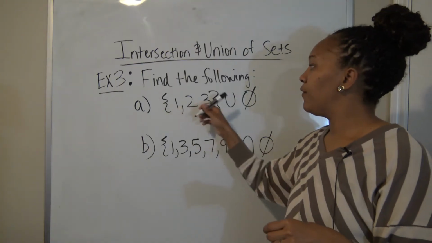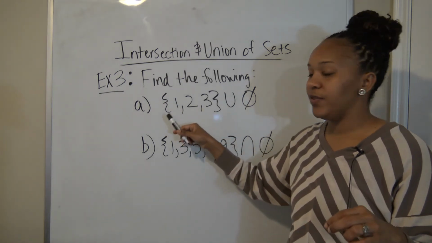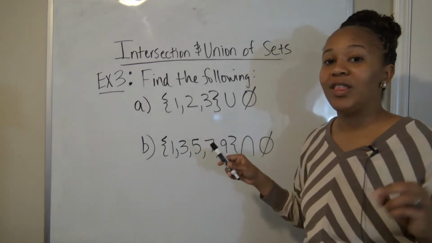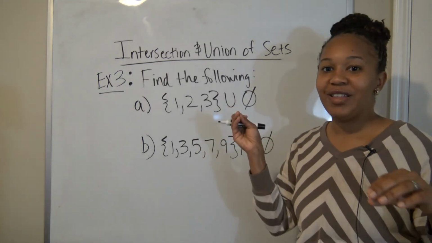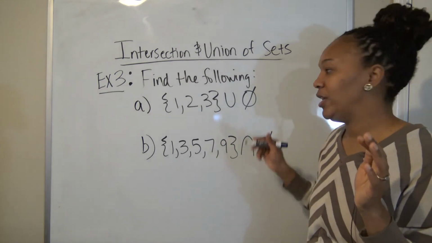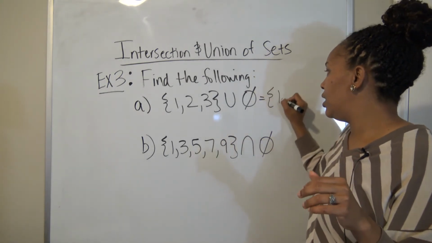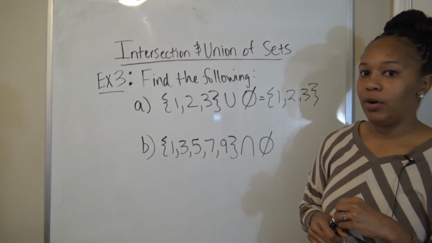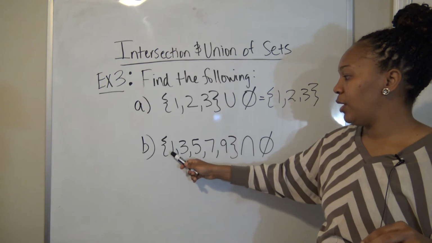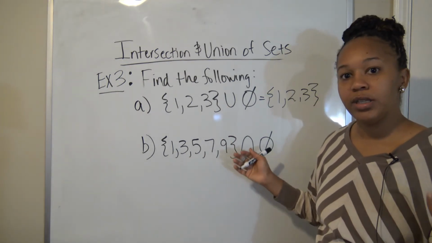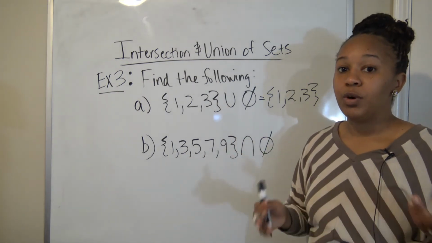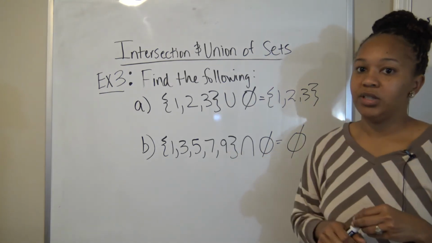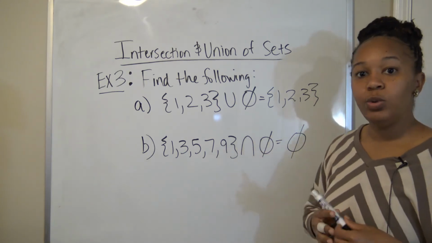For example 3, I want to find the following. For this first part, part A, I have the set with 1, 2, and 3 in it, and I want to union that with the empty set. So remember, if I take a set with nothing in it and I union it with another set, I'll always get the elements that are in that other set. So this will just be equal to the set with 1, 2, and 3 in it. Okay. For part B, I want to take the set with 1, 3, 5, 7, 9, and I want to intersect it with the empty set. So that means, what do they have in common? Well, since this has nothing in it, that means they have nothing in common. So that would be the empty set. And so that's how you would do this example.